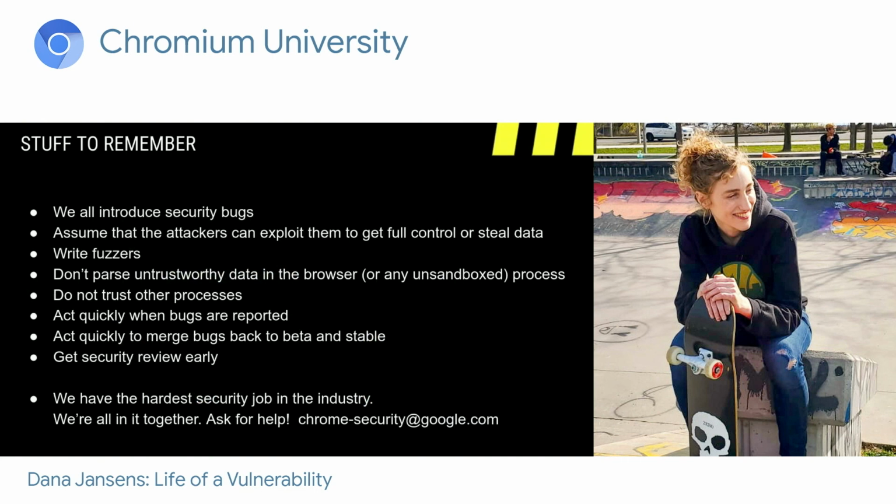So some things to remember. We will all introduce security bugs. Assume that attackers can and will exploit them and get full control of the machine or steal our users' data. So write fuzzers anytime you deal with untrustworthy inputs, and that includes IPC messages. Don't parse untrustworthy data in the browser or any unsandboxed process. And don't trust other processes. Assume they are malicious. Act quickly when bugs are reported, but also act quickly to merge bug fixes back to the stable and beta release branches.